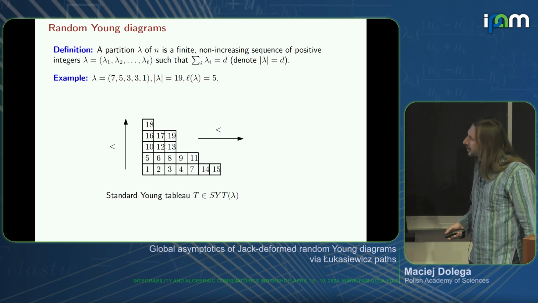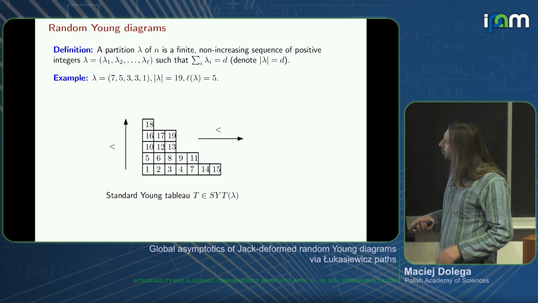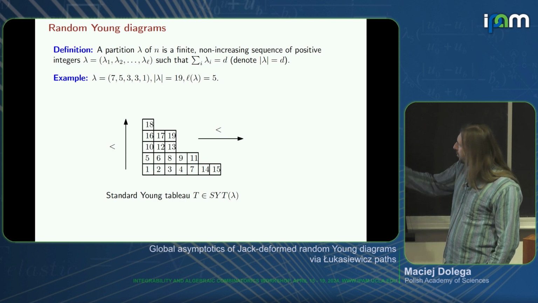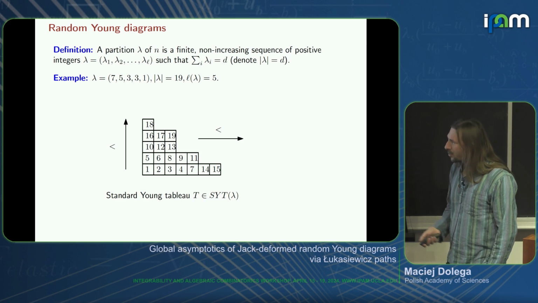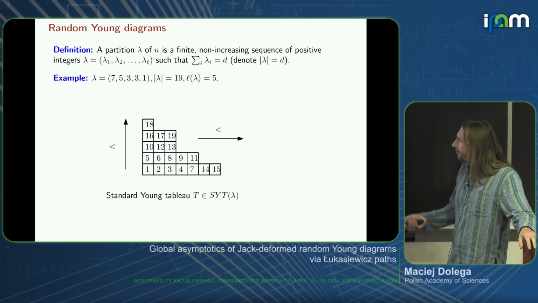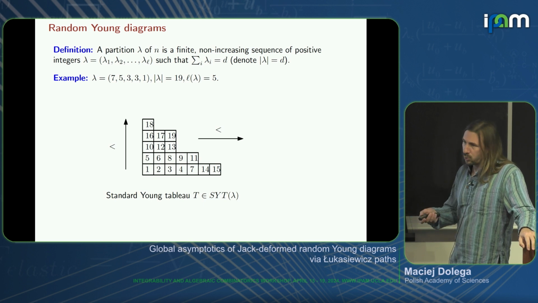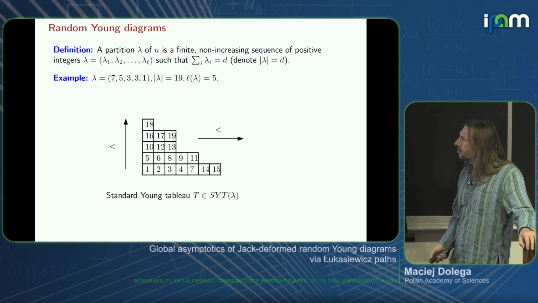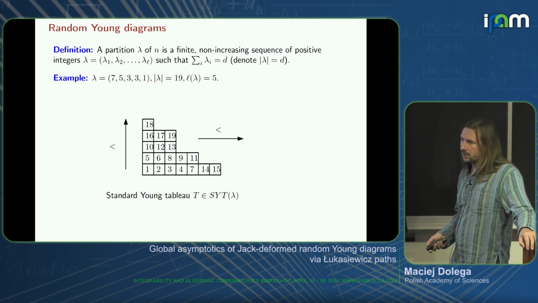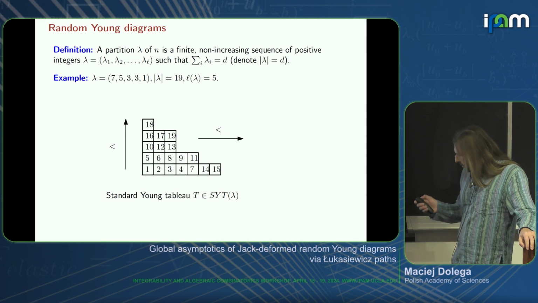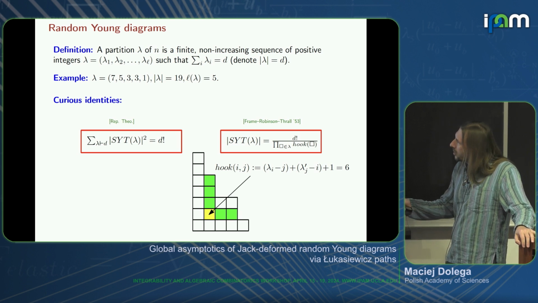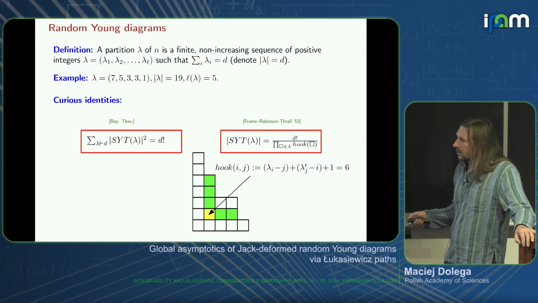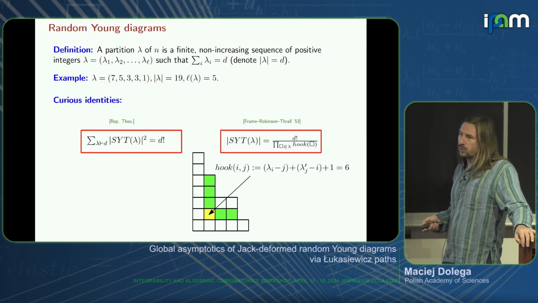But now let's change the topic and let's do something which looks a little bit more like combinatorics. Of course all of you probably know what a Young diagram is, what a standard Young tableau is. But let me just quickly recall that a standard Young tableau is a filling of a Young diagram by numbers from 1 to n, where n is the size of your Young diagram, such that the numbers are growing in columns and in rows. And we have this curious identity that if you sum over all shapes of a fixed size d, and you look at the number of standard Young tableaux squared, it turns out that this is equal to d factorial.